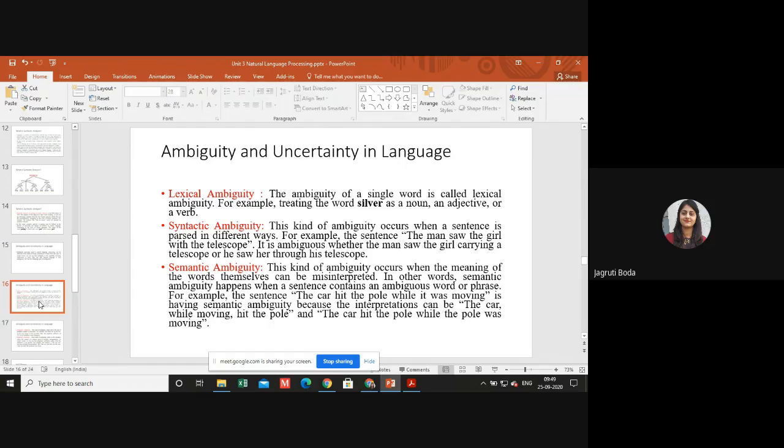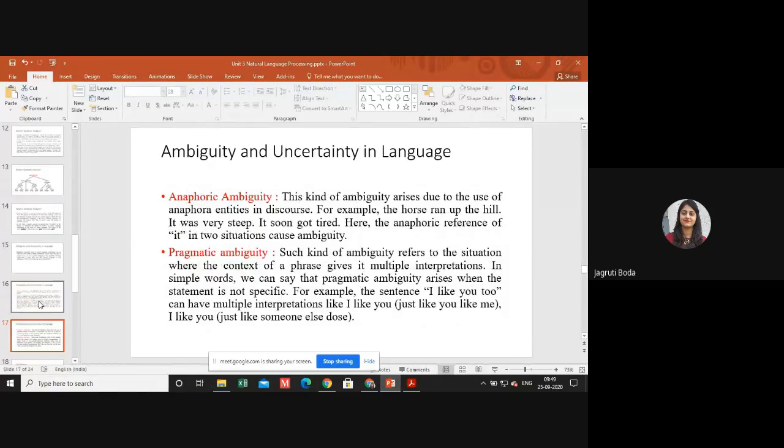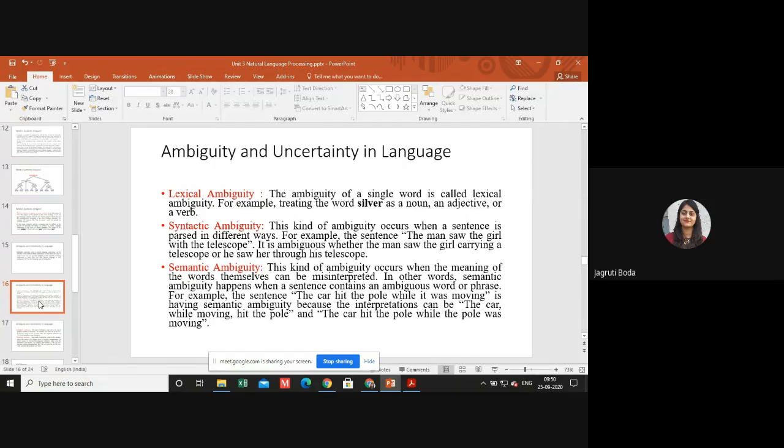The first one is lexical ambiguity, the second is syntactic ambiguity, the third one is semantic ambiguity, then the fourth is anaphoric ambiguity, and the next is pragmatic ambiguity. So what are these ambiguities? First, start with lexical ambiguity. The ambiguity of a single word is lexical ambiguity.